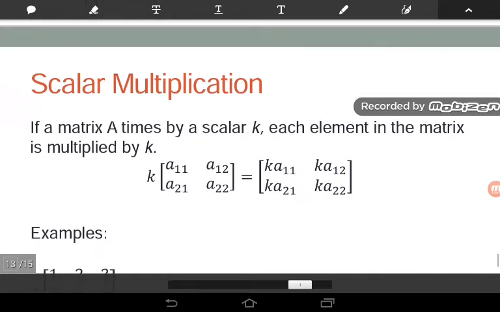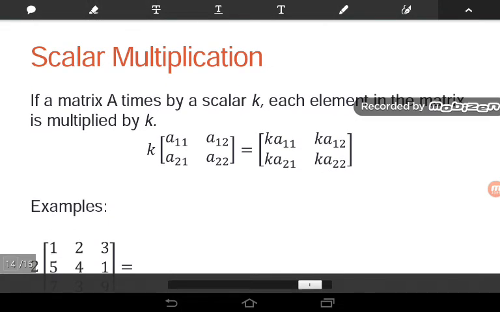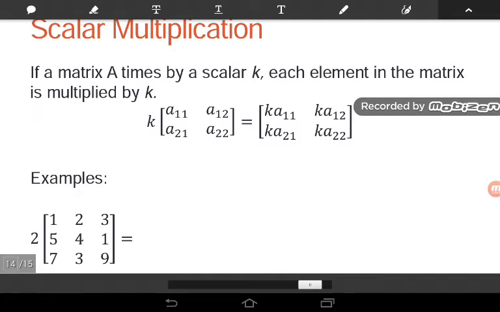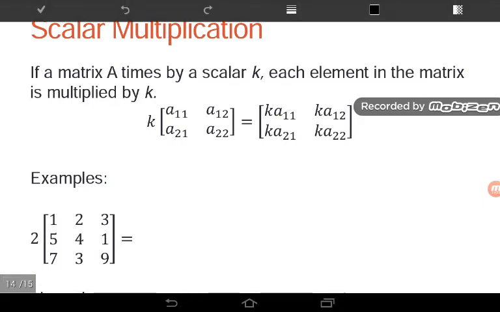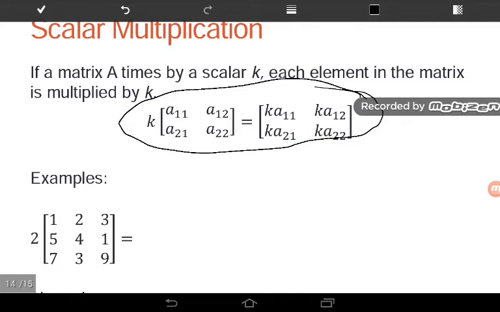Next, scalar multiplication. If a matrix A is multiplied by a scalar K, each element in the matrix is multiplied by K. So for example, K times matrix A11, A12, A21, A22. The answer is K times A11, K times A12, K times A21, and K times A22.